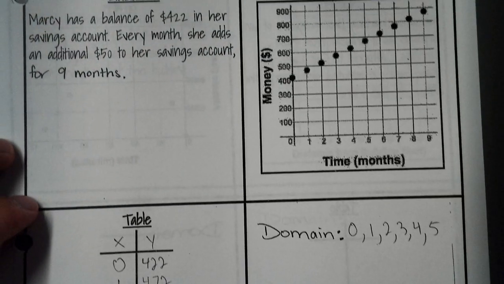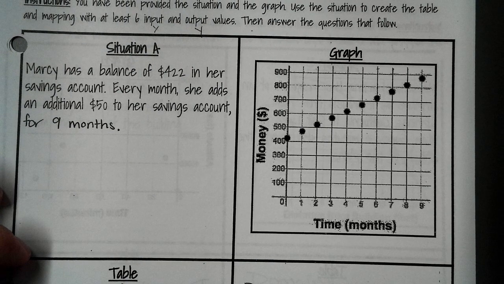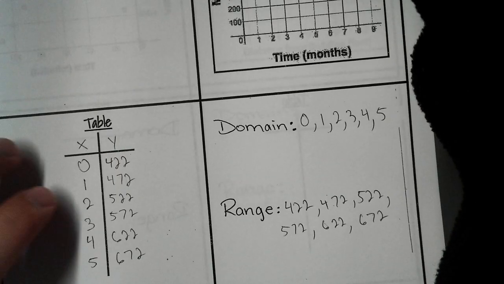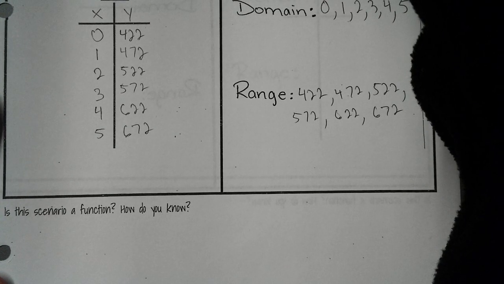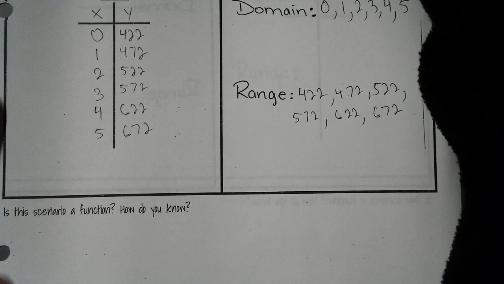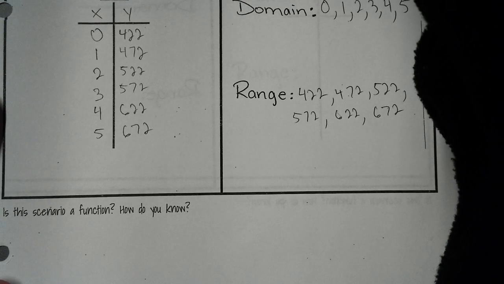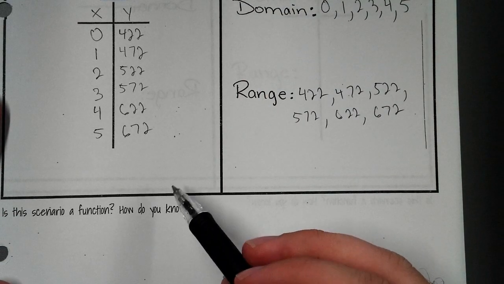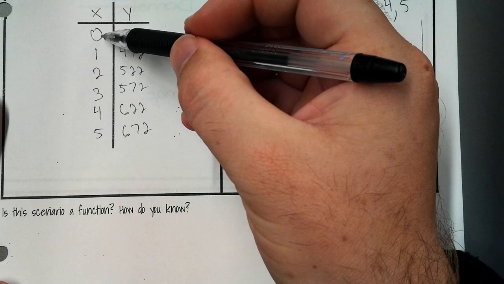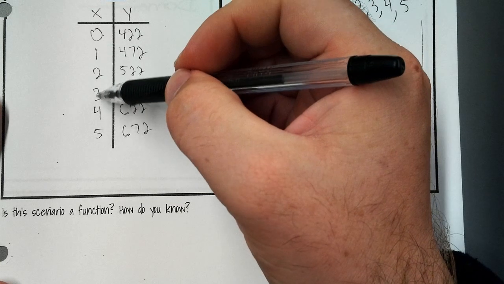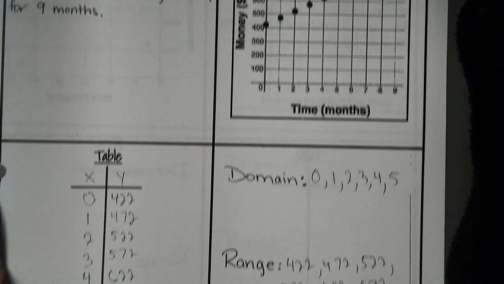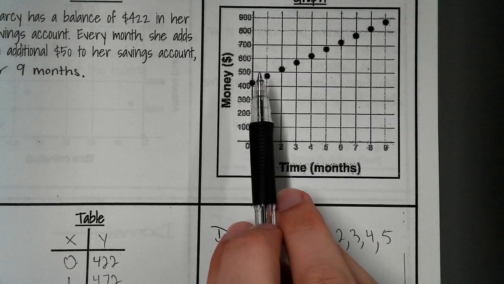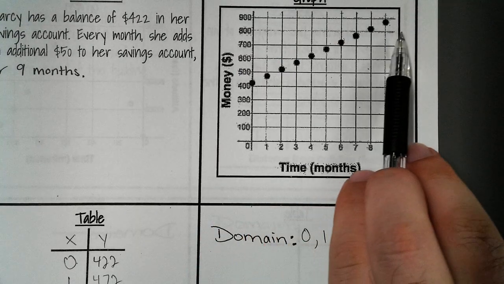So that was all the information that we had, and then it says answer the question that follows. If you go all the way to the bottom, there's a question. It says, is this scenario a function? How do you know? So we can either test this with a relation test or the vertical line test. For this one, I'm just going to test the relation. We know a function, none of the x values repeat, so let's look. 0, 1, 2, 3, 4, and 5. Those all look different. I could also verify it with the vertical line test. If I did a vertical line anywhere on here, I'm only going to hit 1 point.